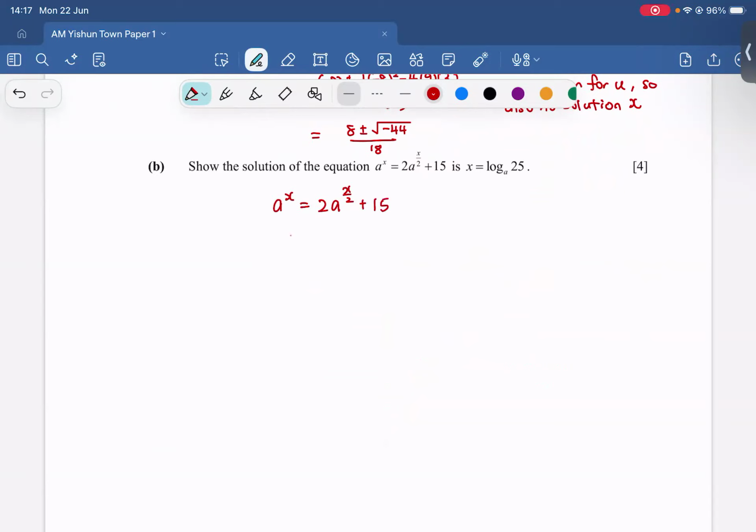So what you need to know here is you must know a to the power x is actually the square of a to the power x over 2. So instead of writing a to the power x, I can write a to the power x over 2 squared. Then I let a power x over 2 become y. Then you can see I actually have y squared equals 2y plus 15.